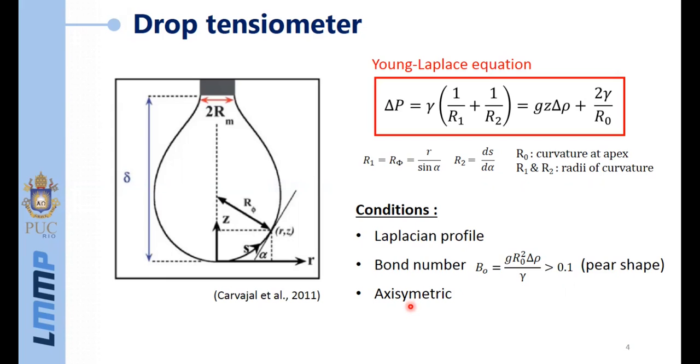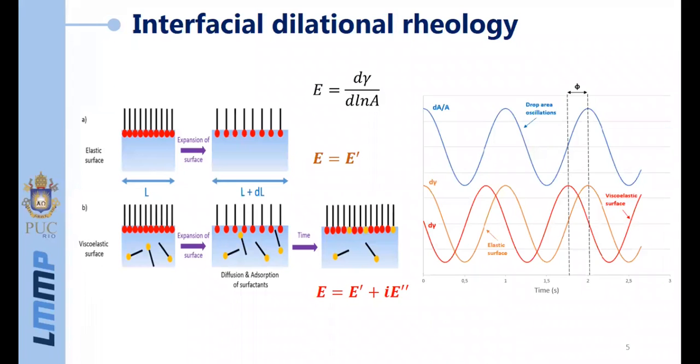Interfacial tension is really interesting because it gives information on dynamic adsorption of the surfactant at the interface, but it doesn't allow us to get information about the rheological properties of this interface. To access the rheological properties of the interface, we need to oscillate its area.